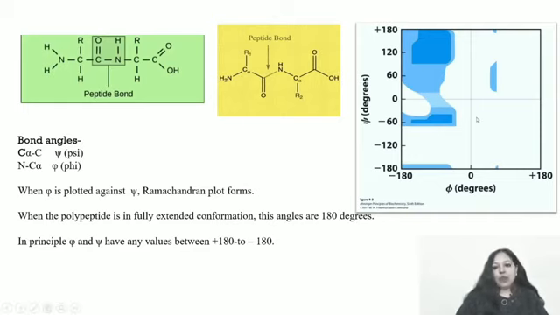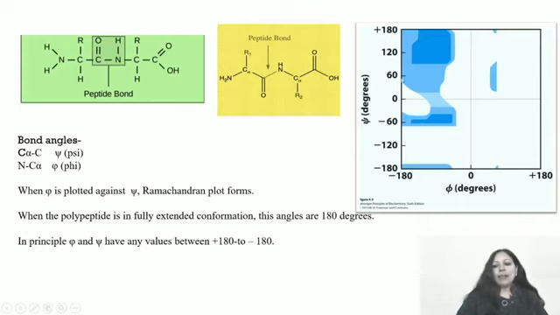Why is this plot formed? To give you an idea about the conformations of the protein which are allowed by the biological system and which are strictly not allowed. For reference, when the polypeptide chain is in fully extended conformation, these angles are 180 degrees. Okay, so in principle phi and psi can have any values between -180 and +180 degrees.